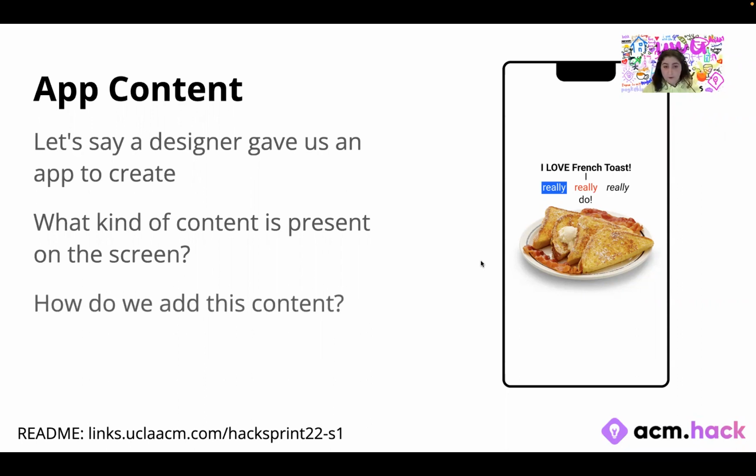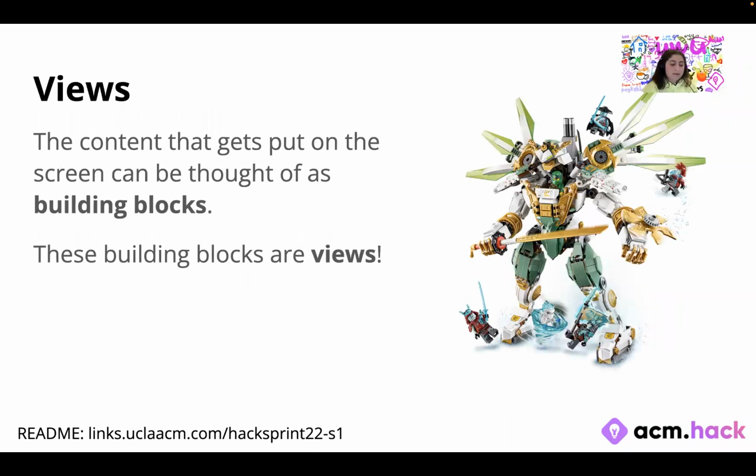So how would we actually go about adding this content? In Swift, this is something we call views. So the content that we put on the screen will be called views. One great way to think about it, and I use this often with mobile development, is building blocks. Each view that gets added is just one piece of the giant puzzle. In this case, it's a Lego Ninjago figurine, but the general idea is that each of these views will add up to the bigger app that we see. And I'm glad to see a Ninjago enthusiast in the chat. Yeah.